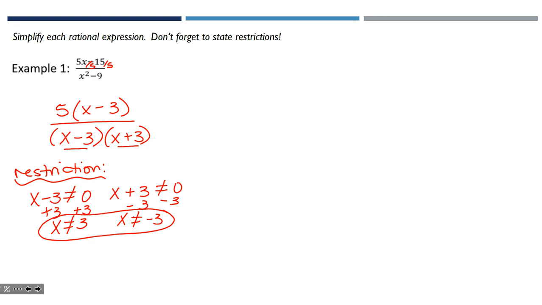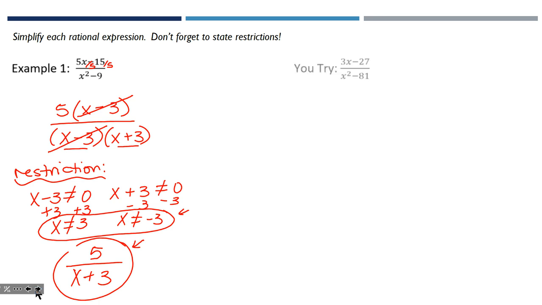Next step, step 4, I'm going to cancel out my common factors. What do both the numerator and denominator have? They both have this x minus 3. So I'm going to cancel the x minus 3. And what's left? I have a 5 in the top and an x plus 3 in the bottom. So my final answer includes the restrictions and also what I get when I cancel out my common factors. So both of those circled parts are a part of my final answer.